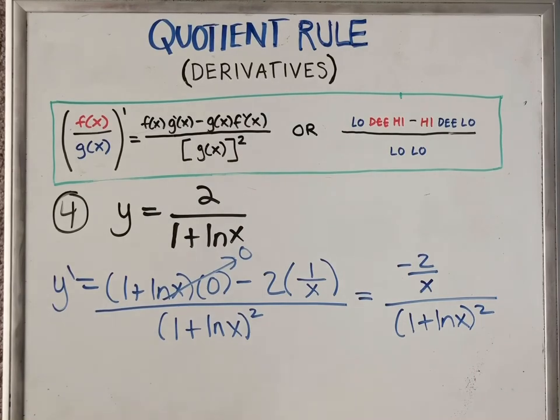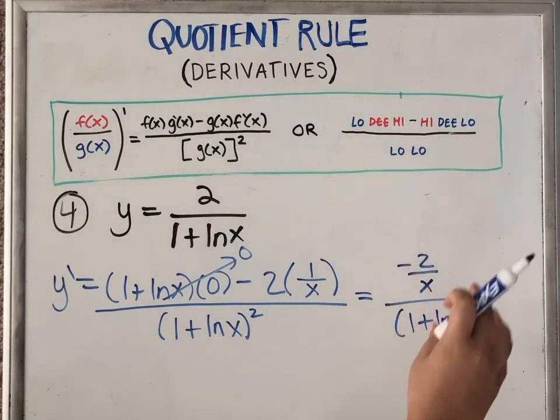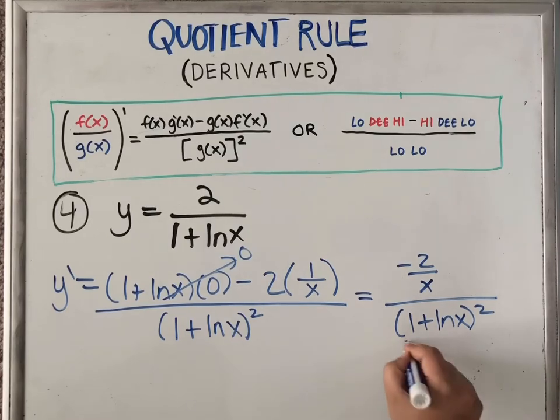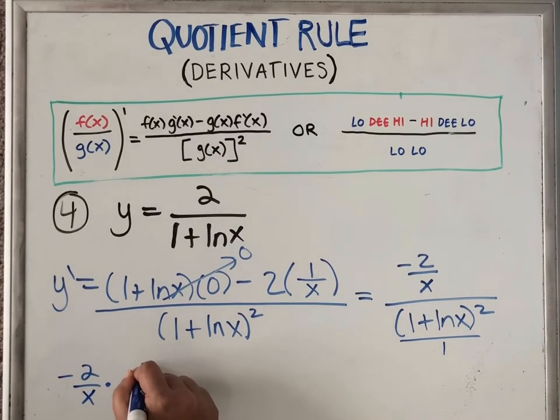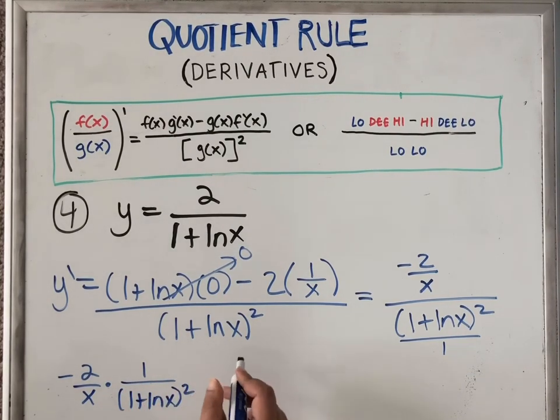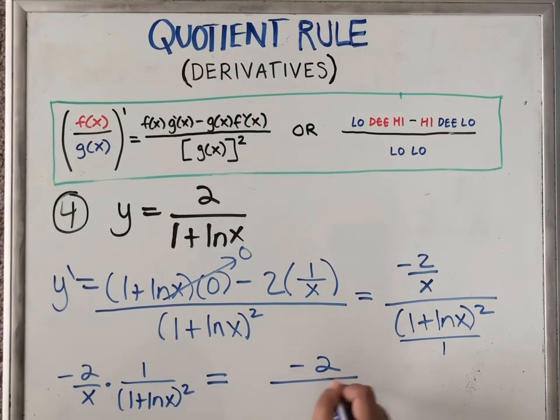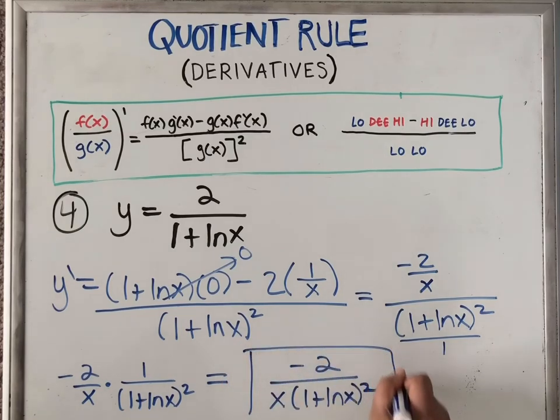Okay, and this can also be seen as like one fraction divided by another fraction if we just put this over 1, right? So again, going back to our dividing fractions, keep, change, flip. This is actually negative 2 over x times the reciprocal of the bottom function. So times 1 over 1 plus ln x squared, right? So we're finally going to be left with a negative 2 over x times 1 plus ln x squared. And there we go. That is our final answer.